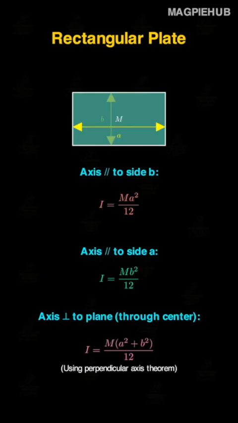About an axis perpendicular to the plate through center. Using the perpendicular axis theorem, I equals m times a squared plus b squared, all divided by 12. This is simply the sum of the other two.